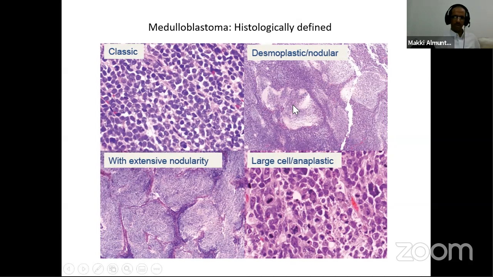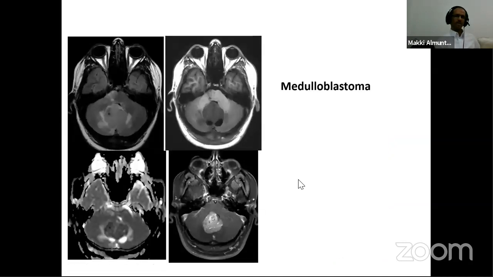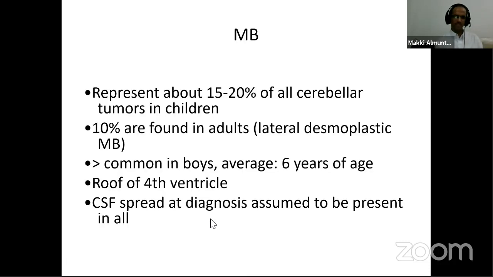Classic, desmoplastic, extensive nodularity, and large cell anaplastic. This is an example of medulloblastoma, midline mass in the posterior fossa, which invades the cerebellum with edema around it, and it shows restriction on diffusion and enhancement after contrast, and it tends to spread along the CSF space, and usually in younger children, arising from the roof of the fourth ventricle, as mentioned, but it invades the surrounding.